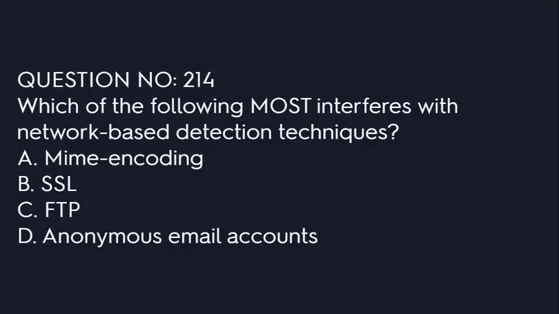Question no. 214: Which of the following MOST interferes with network-based detection techniques? A. MIME encoding. B. SSL. C. FTP. D. Anonymous email accounts. B.